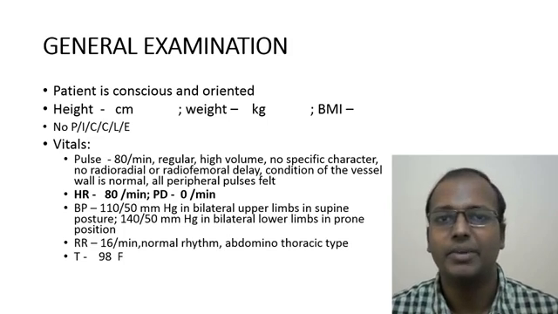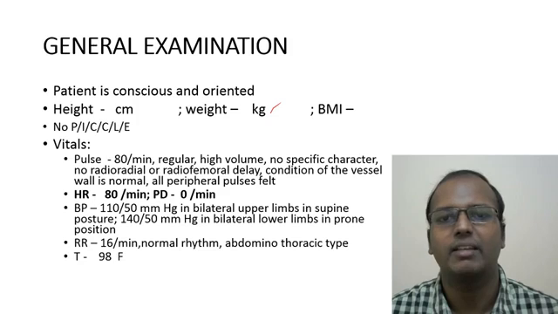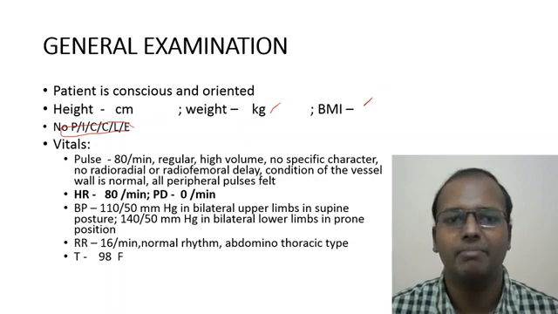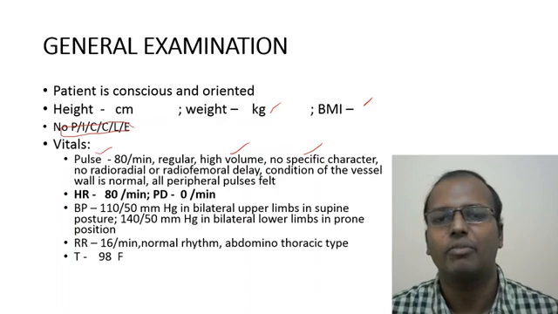Okay, so coming to the general examination, patient is conscious, oriented, right? Height, how many centimeters you have to measure, weight, and then BMI, and you have to describe about the pallor, icterus, cyanosis, clubbing, lymphadenopathy, and pedal edema. Vitals, you have to tell pulse is 80 per minute, regular, high volume or no specific character. No radial or radiofemoral delay, condition of the vessel wall is normal, all peripheral pulses felt.